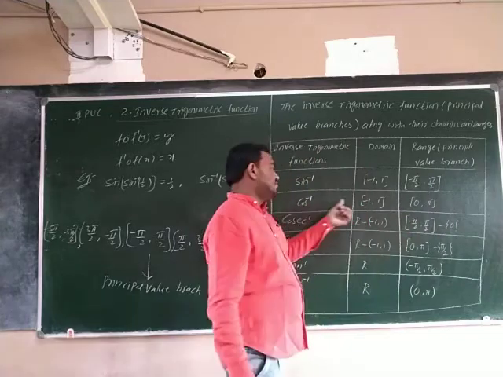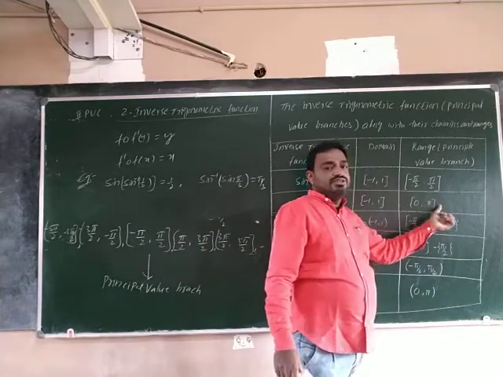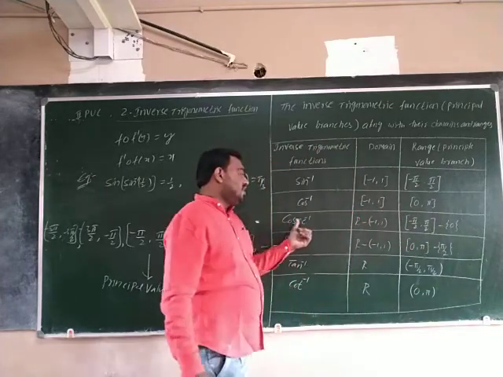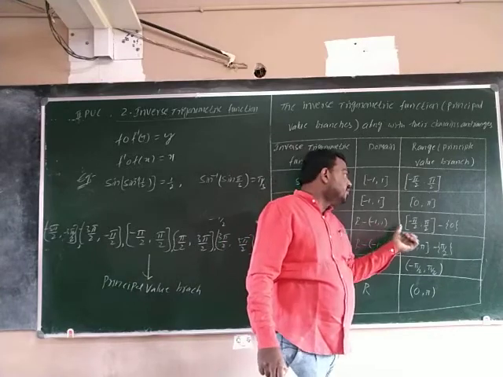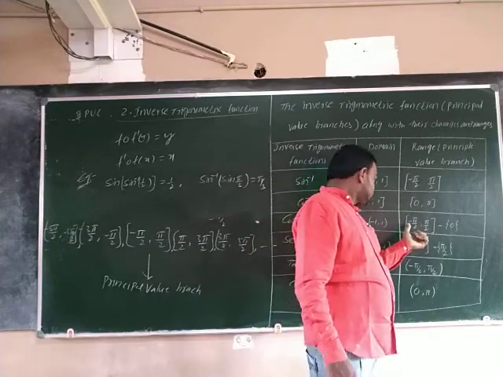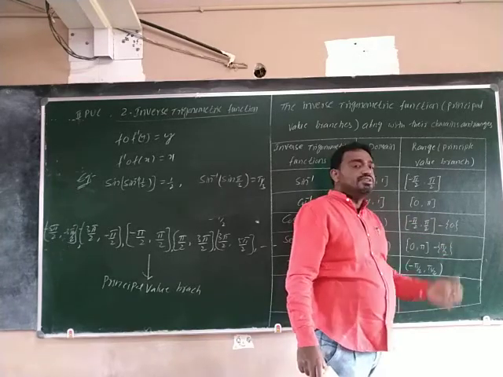Similarly, for cos inverse the domain is closed interval minus 1 comma 1 and the range is closed interval 0 to pi. Next, for cosecant inverse the domain is R minus the open interval minus 1 comma 1, and the range is the closed interval minus pi by 2 comma pi by 2 minus the set {0}.